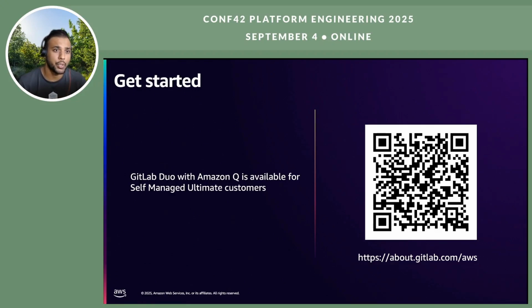So that's all I wanted to talk to you about, just highlighting the main core features of Amazon Q. If you're using GitLab in your organization, and if you're using AWS, what I would suggest is give it a try with Amazon Q and see if it helps in your software development for your organization. Feel free to scan the QR code to learn more about this integration. And as I said before, as of today, it's only available for self-managed Ultimate customers.